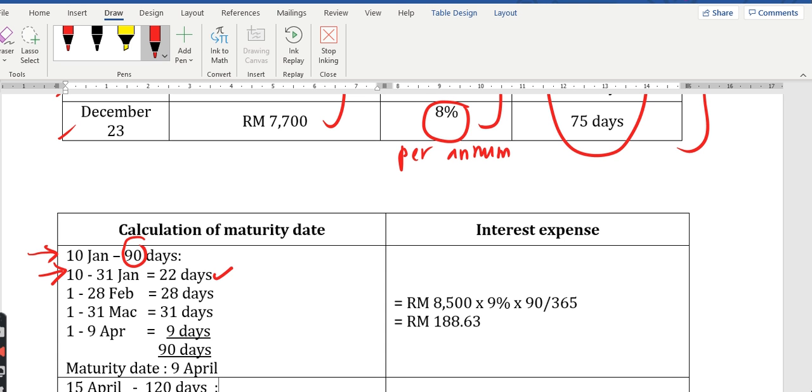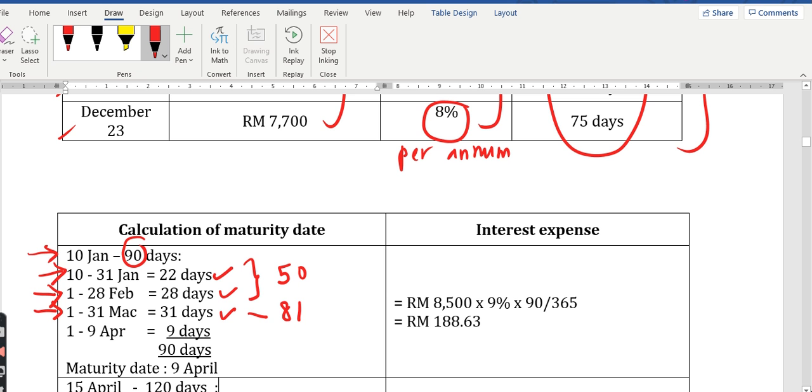So you need to remember your maturity period is 90 days. Next you have 1st February until 28th of February, another 28 days. So here you already have 50 days. We'll proceed with the calculations. Next we go to March. From 1st March until 31st of March, this is another 31 days. So here you already have 81 days.